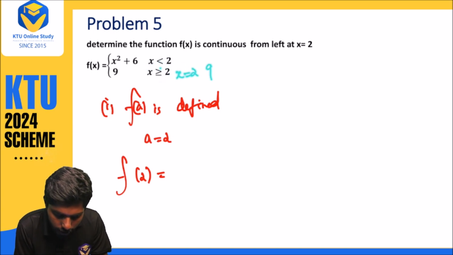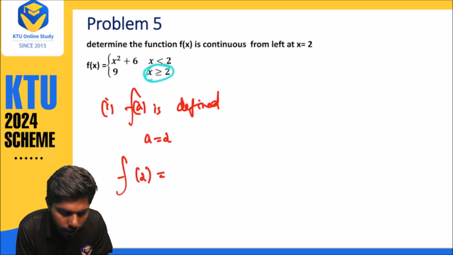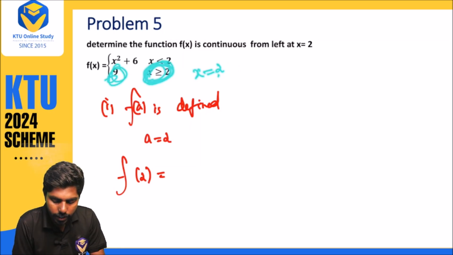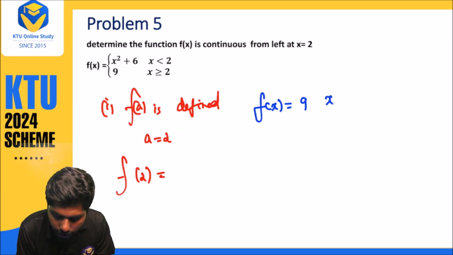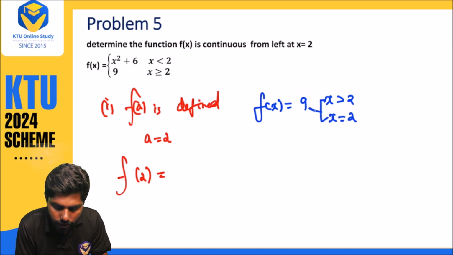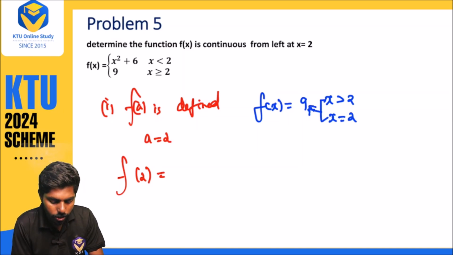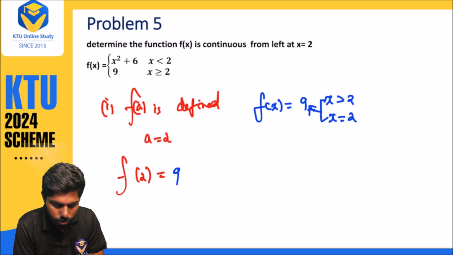Here they have mentioned x is greater than or equal to 2. That means when x is equal to 2, f of x is 9, and when x is greater than 2, f of x is also 9. In both conditions, f of x is 9. So f of 2 is nothing but 9.